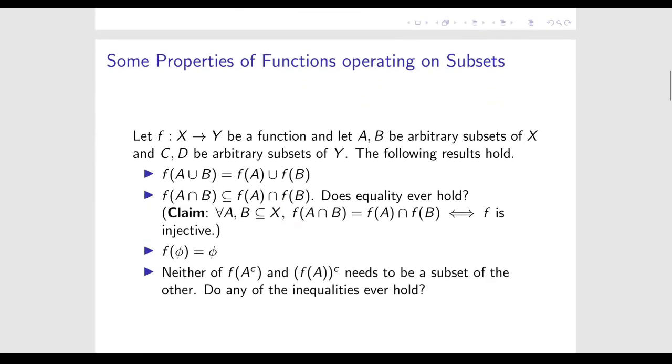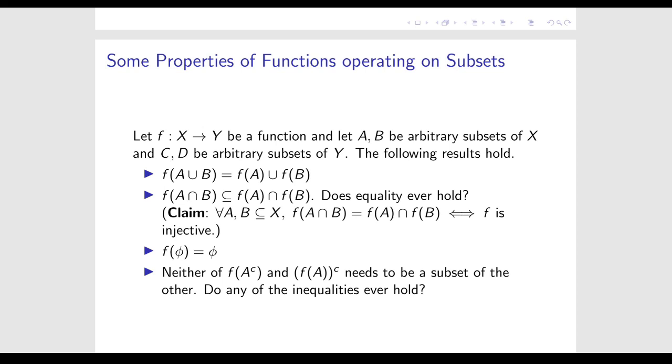Now here are some properties of the functions operating on subsets. Let f be a function from X to Y and let A, B be arbitrary subsets of X and C, D be arbitrary subsets of Y. The following results hold. The proofs of these results are an exercise for you.